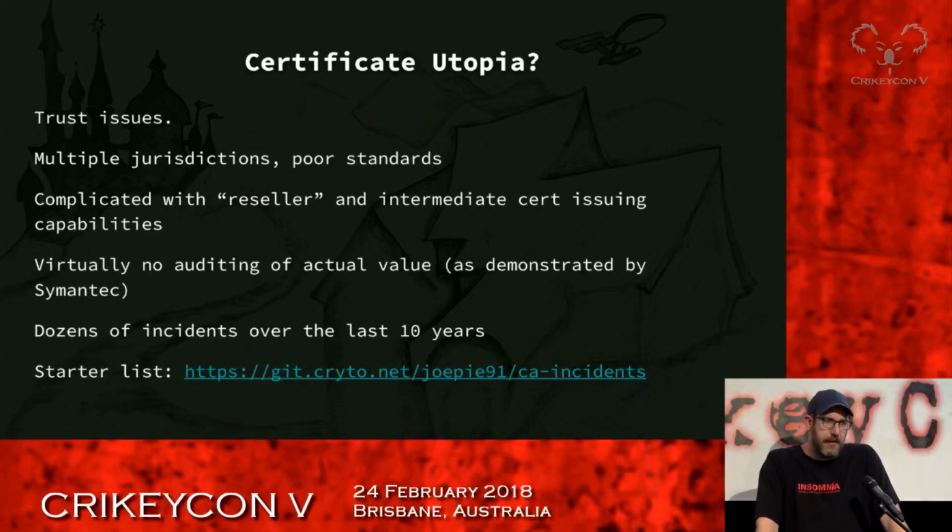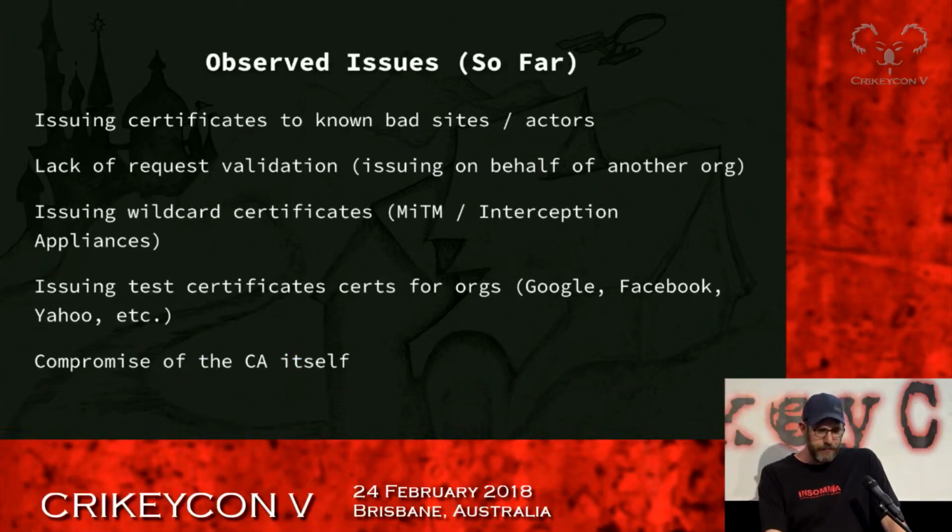When I initially started looking at this, I was aware of two or three major certificate authority incidents. It turns out there have been dozens over the last 10 years, way more than I could have ever anticipated, to be honest. A really good starting list on the more significant incidents has been put into this Git repo, which is linked on the slide. If you haven't read it, I highly recommend you go and read it, because it gives you an idea of just how blind our trust has been over the last 20 years with this infrastructure, and given its criticality, is kind of a little bit concerning.